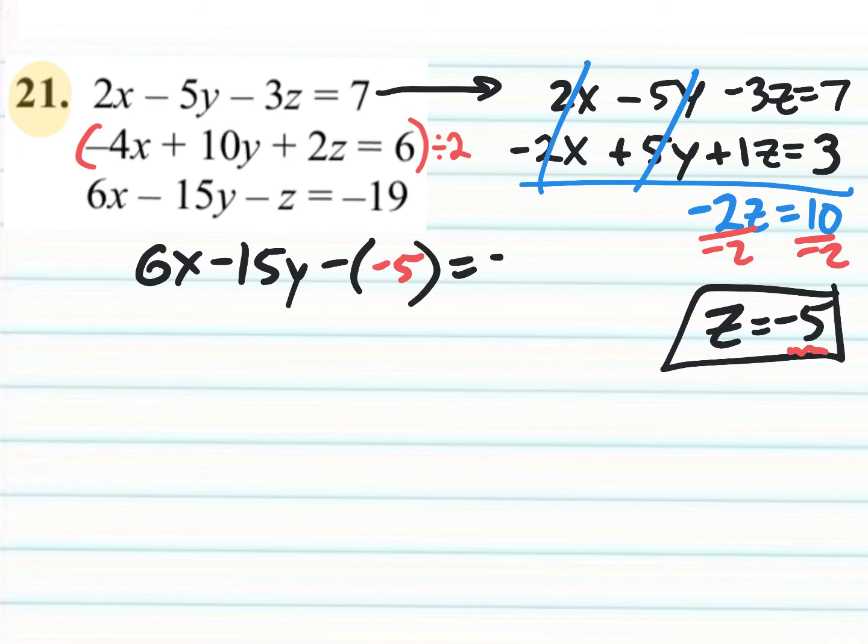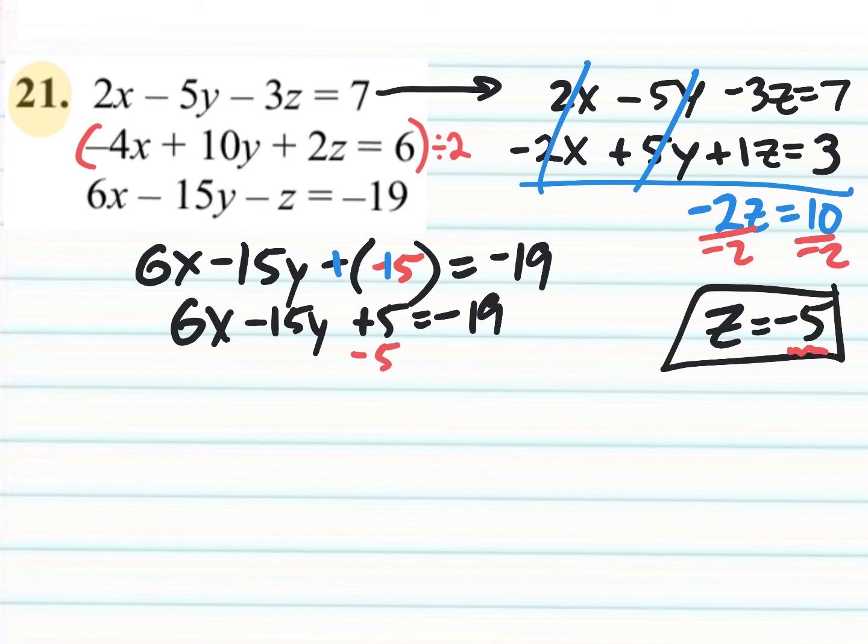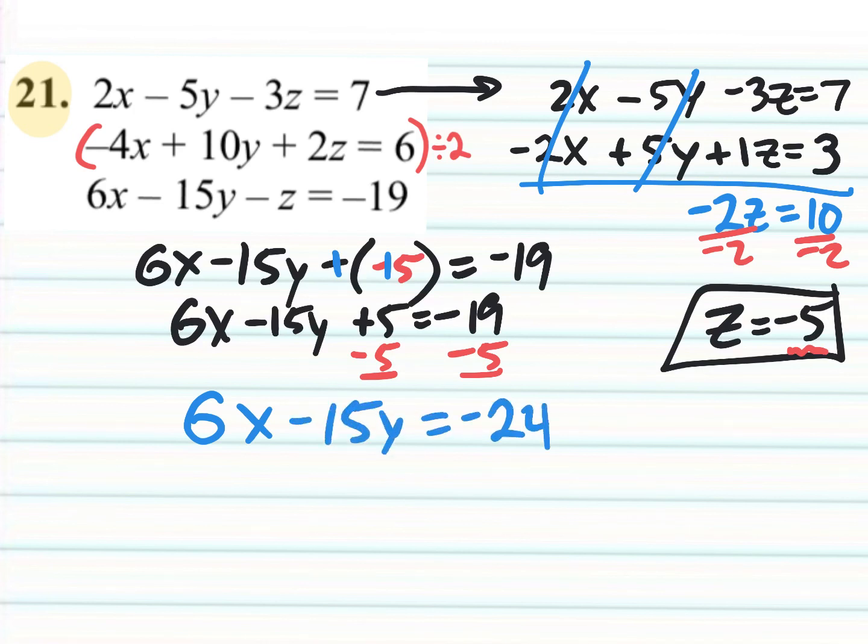equals -19. Now, I know you're thinking, well, what's that for? Well, when I plug in the z, I now have an equation that only has x's and y's, no more z's. And that's what we want in the first place. We want a 2-by-2 system that only has 2 variables. So right here, this changes. I end up with 6x minus 15y plus 5 equals -19. You're going to subtract 5 to clean it up a bit. We will have 6x minus 15y equaling -24.